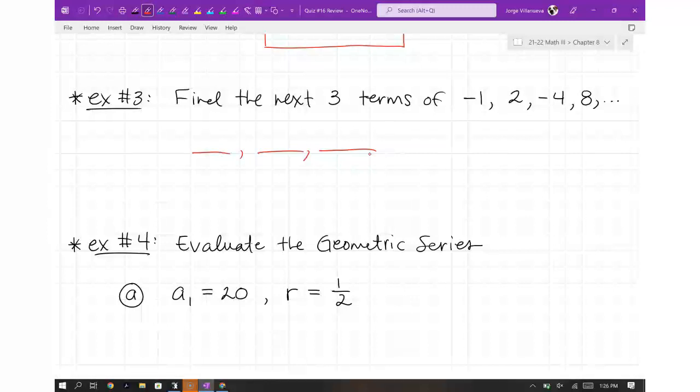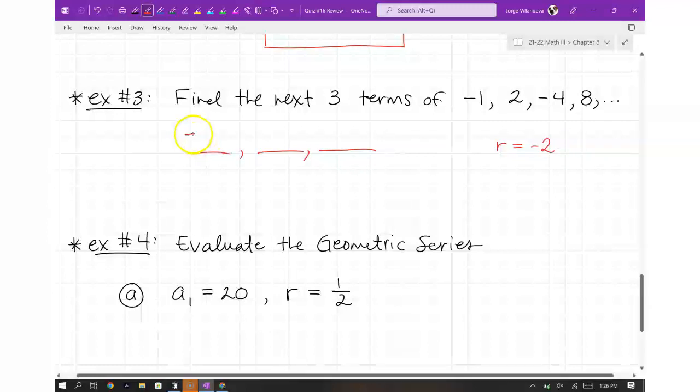In order to find the next 3 terms, what do I need to know? The r value, right? What is my r value? If I go from -1 to 2, and then from 2 to -4, and then -4 to 8, yeah, -2. That's my r value. So now that I know that, I'm just going to multiply by -2. What's 8 times -2? -16, then -16 times -2, 32, and 32 times -2. All right, -64, and there you go. We got the next 3 terms.